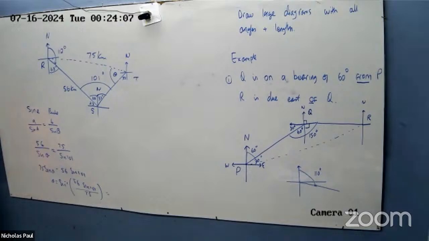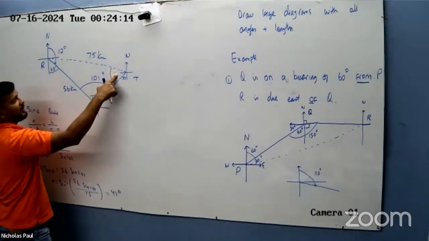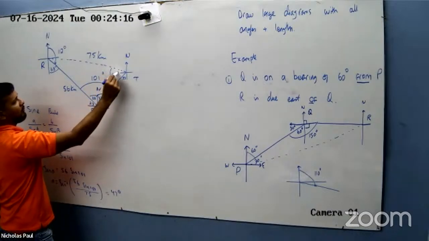How much did you all get there? 47. Right, so this angle here is 47 degrees.